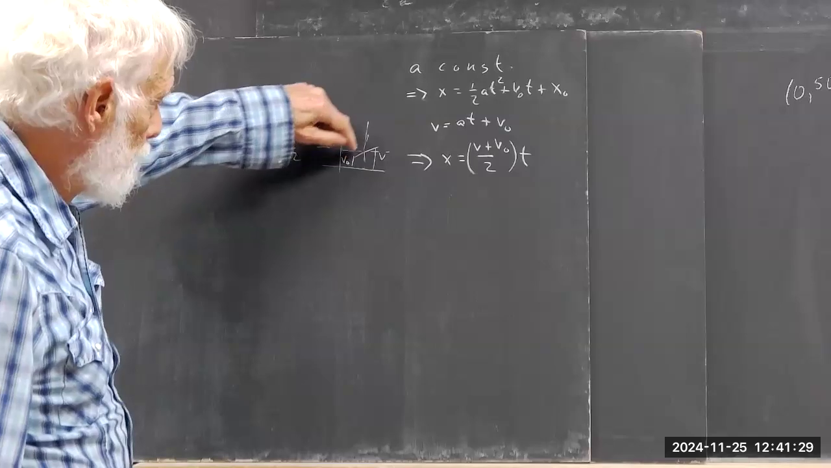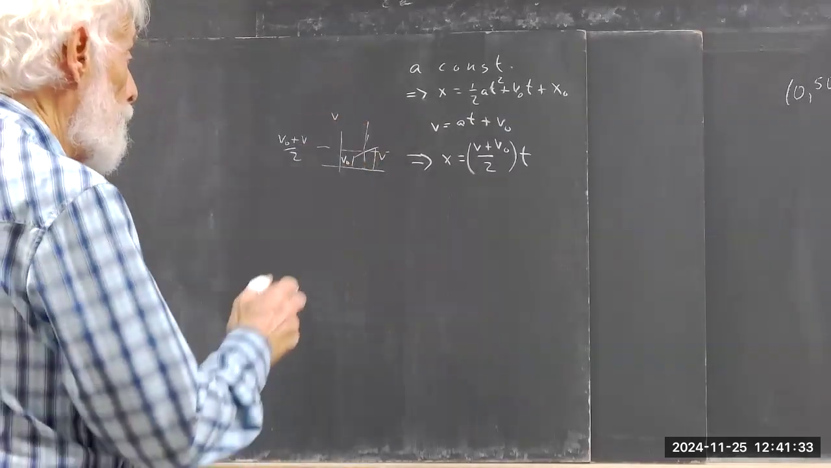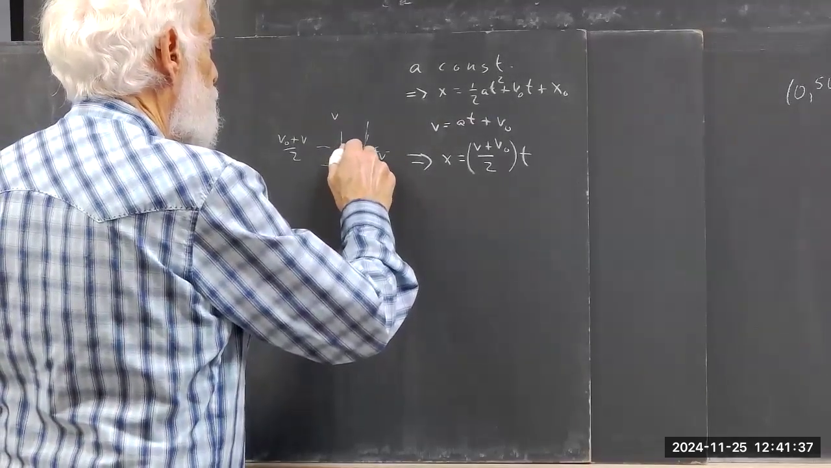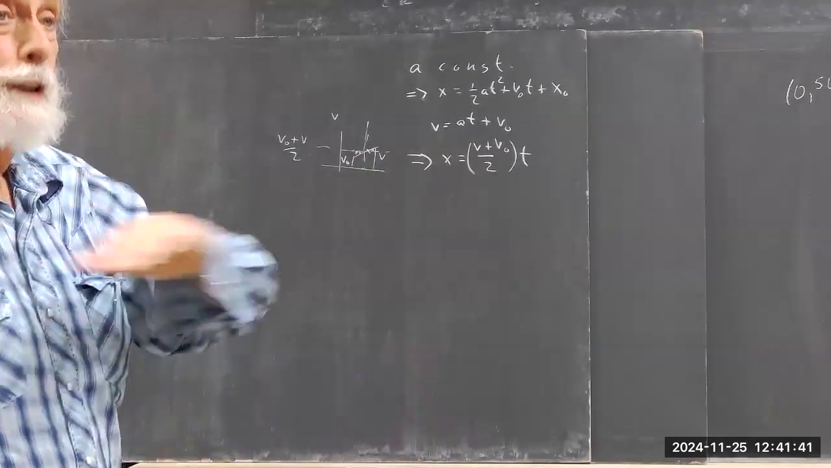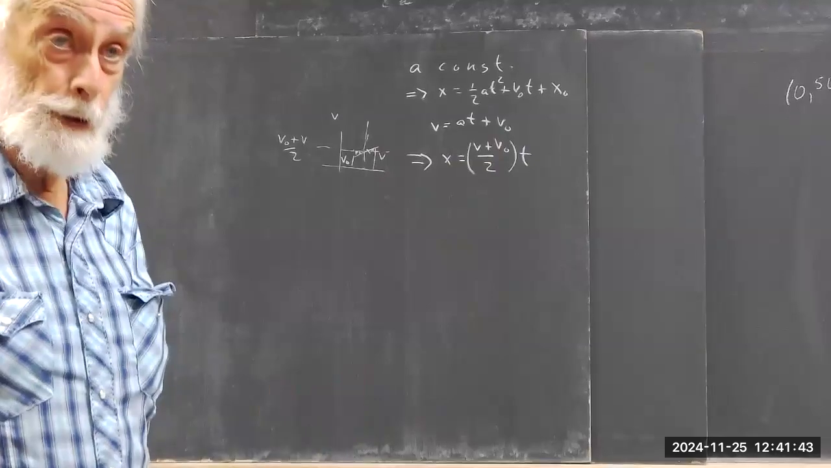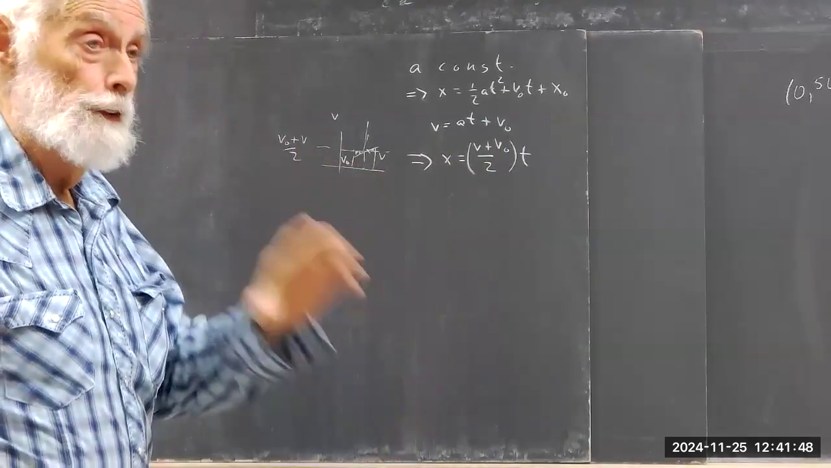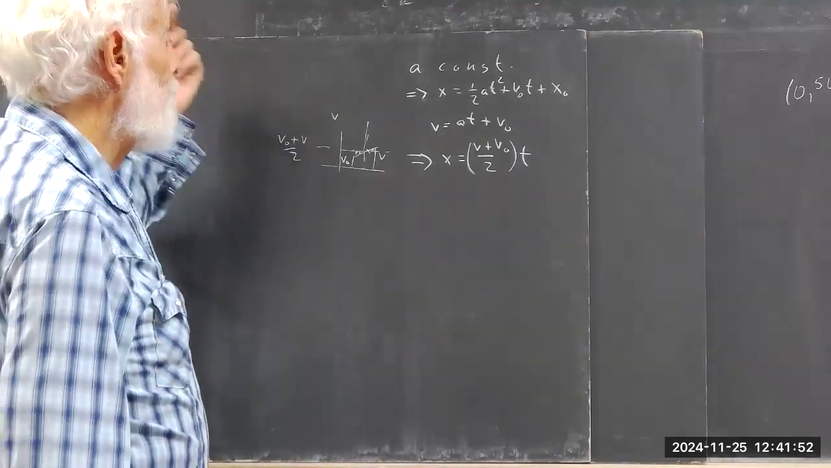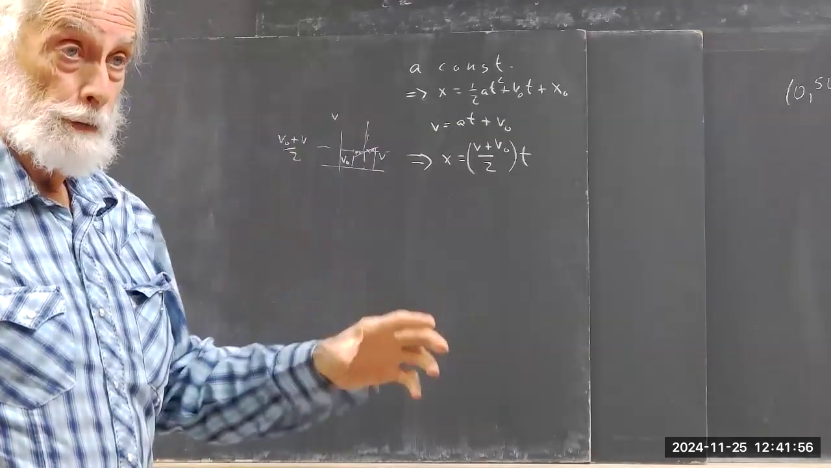The average velocity occurs halfway between here and here. Because why? Because this little triangle up here and this little triangle down here have equal areas. And the average velocity is the integral of the velocity divided by the time interval. And it follows immediately, if you understand what the calculus is telling you, that if the function is linear, the average velocity is the average of the initial and final velocities on any interval.